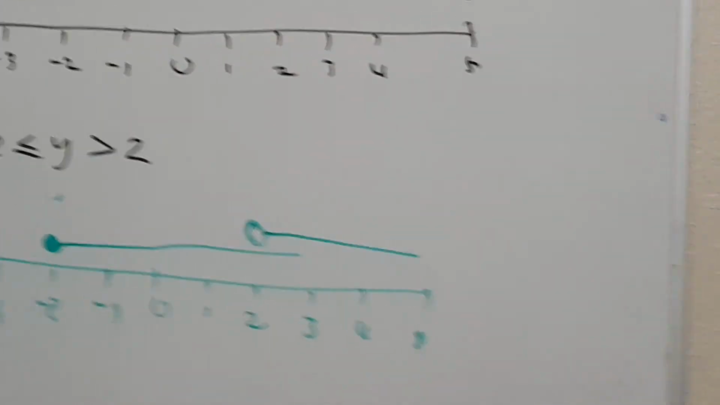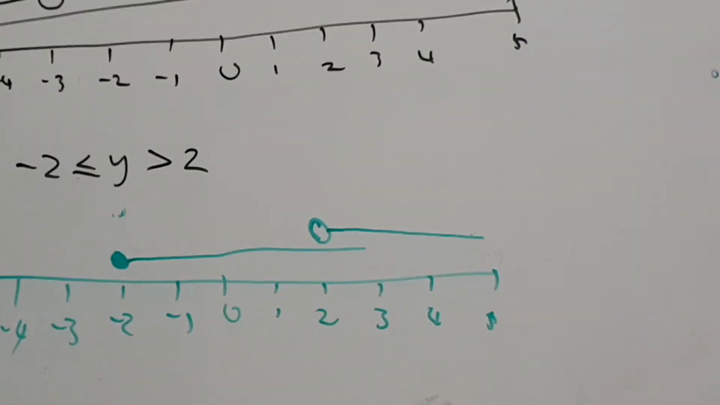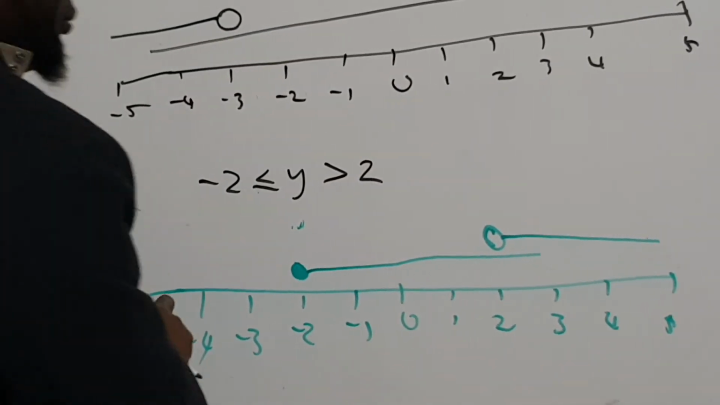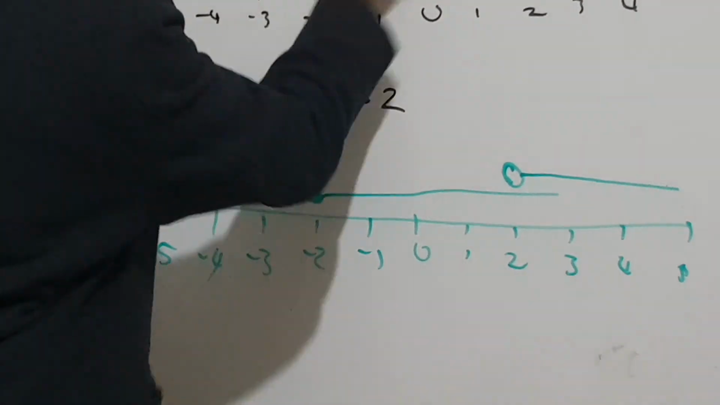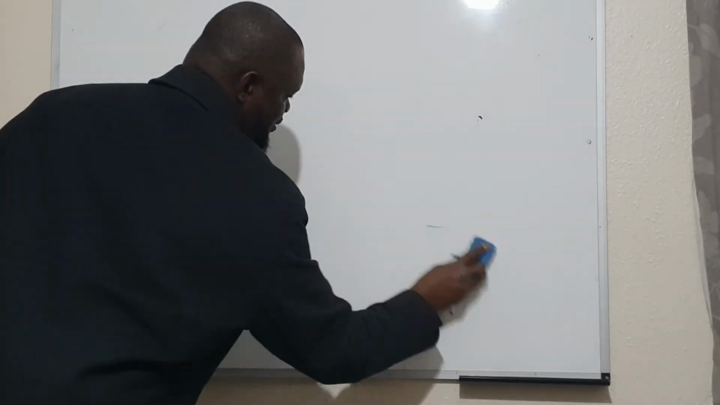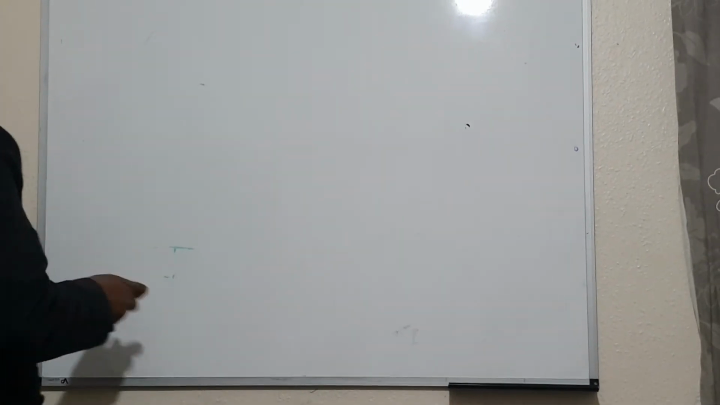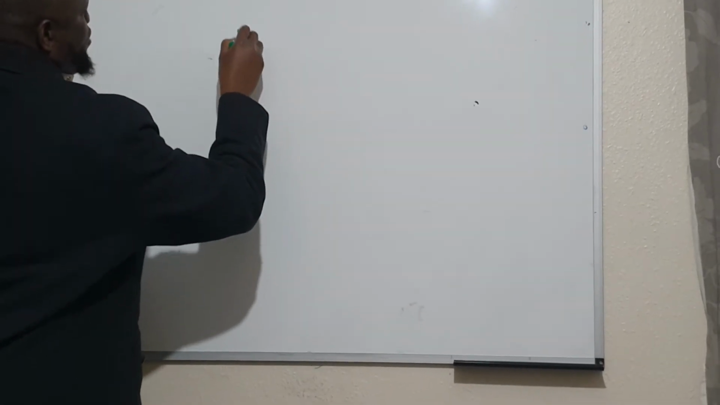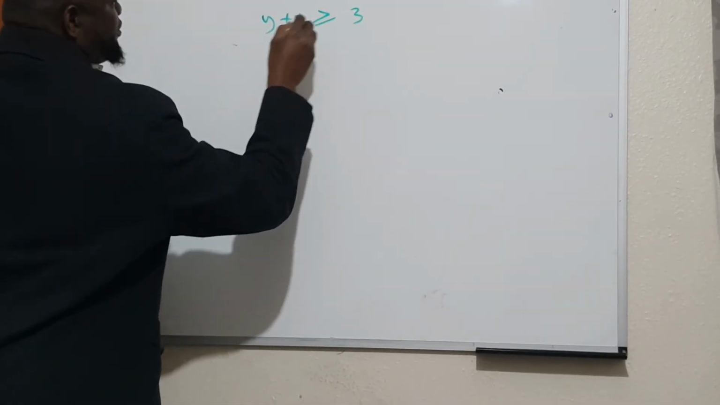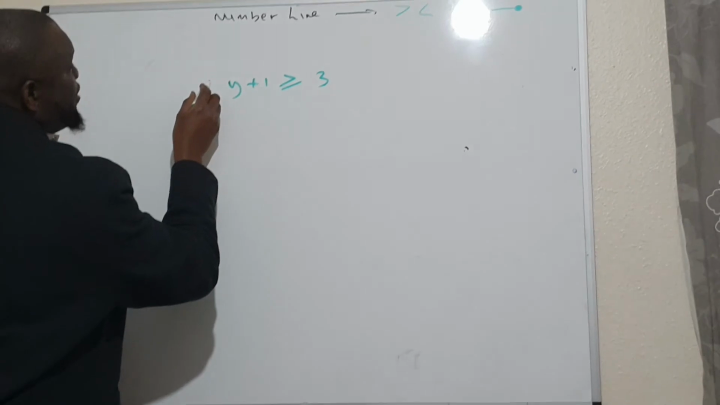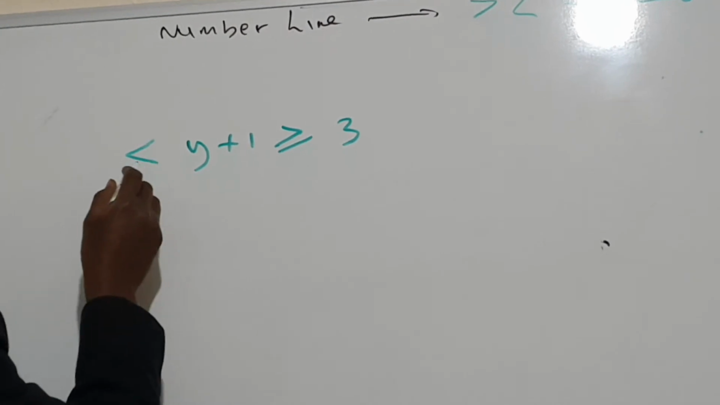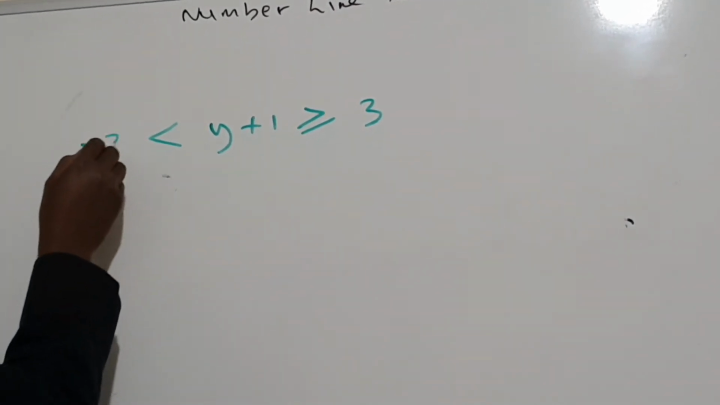So the examiner can make this difficult. Yes, the examiner can make it this difficult. Do you understand? Now let me make it more difficult. If it tells you y plus 1 is greater than or equal to 3, but it is also greater than minus 2.